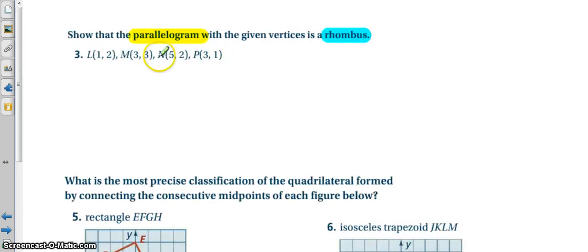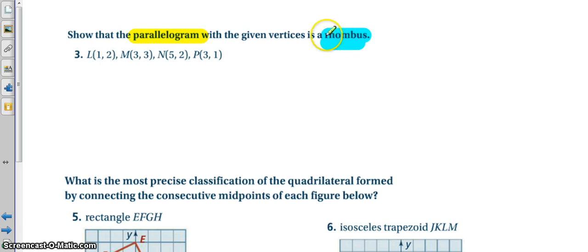So here we're told that shape LMNP is a parallelogram, but what we're asked is to determine if something is a rhombus. So hopefully you've worked through problem 2 on Pearson and worked through their module of proving that something is a parallelogram. Here we have to prove that it is a rhombus. Now the only difference between a rhombus and a parallelogram is that a rhombus also has to have all sides that are equal.